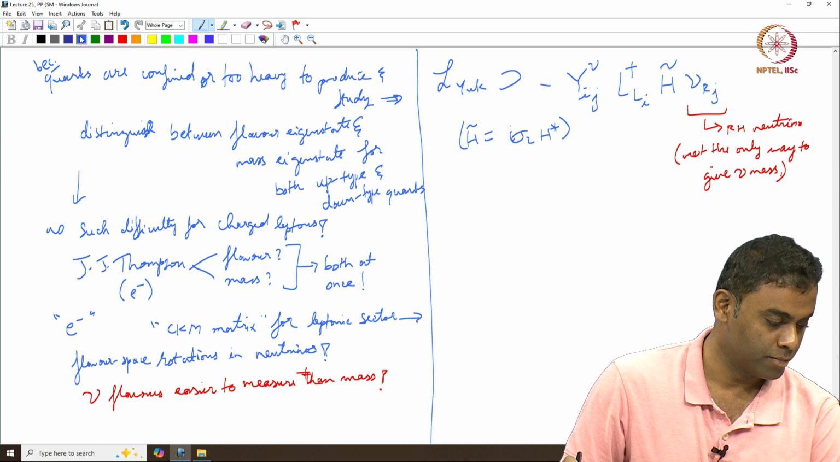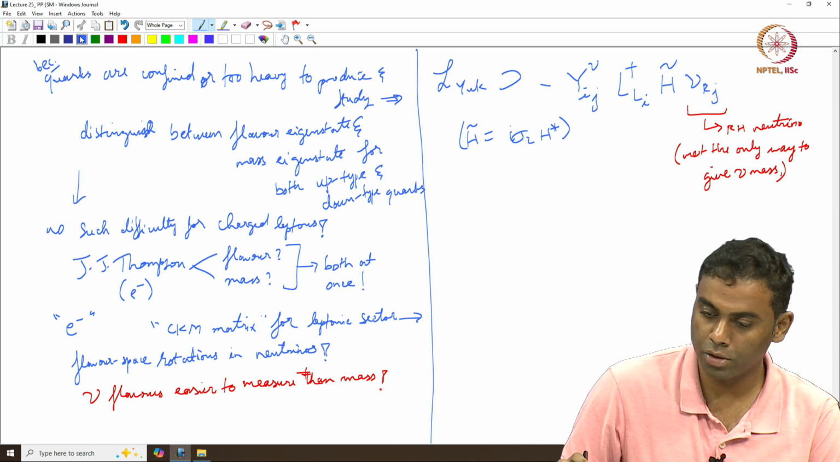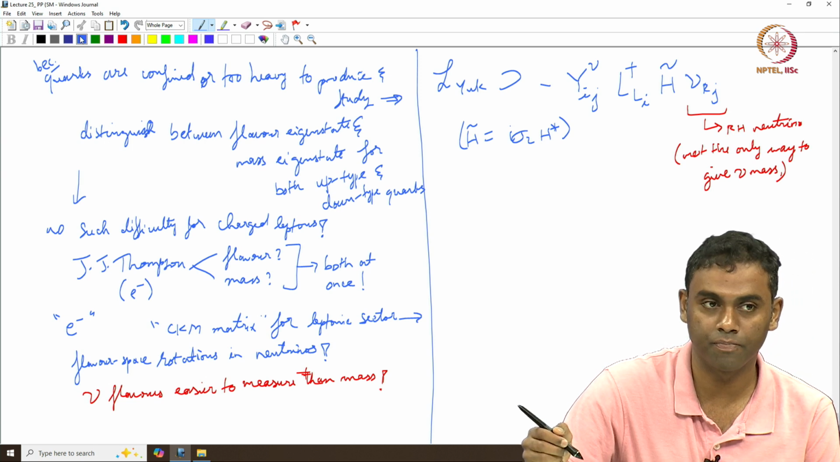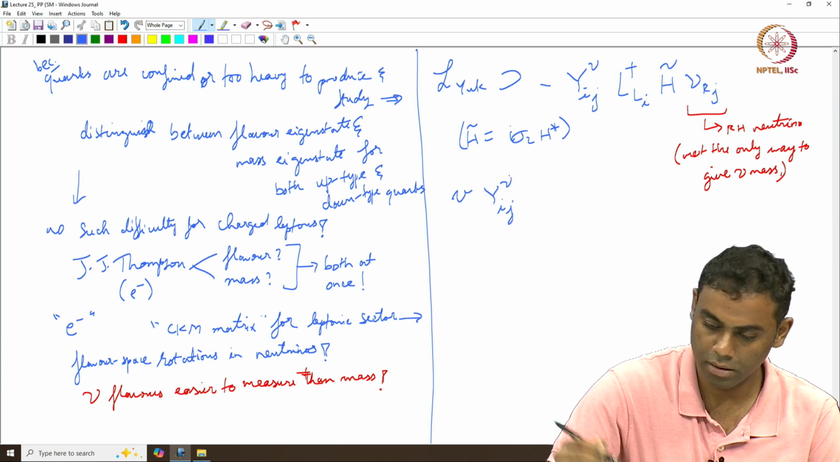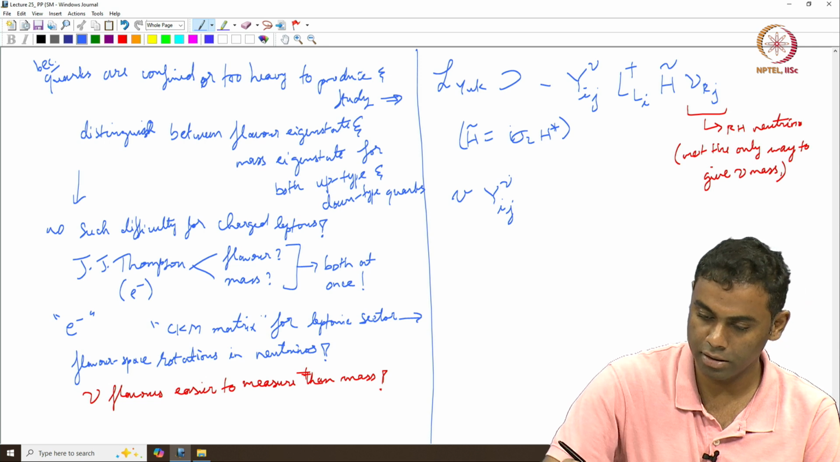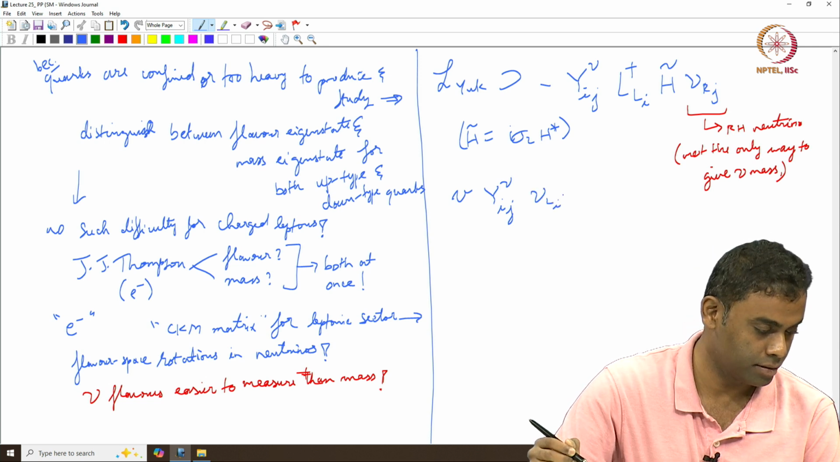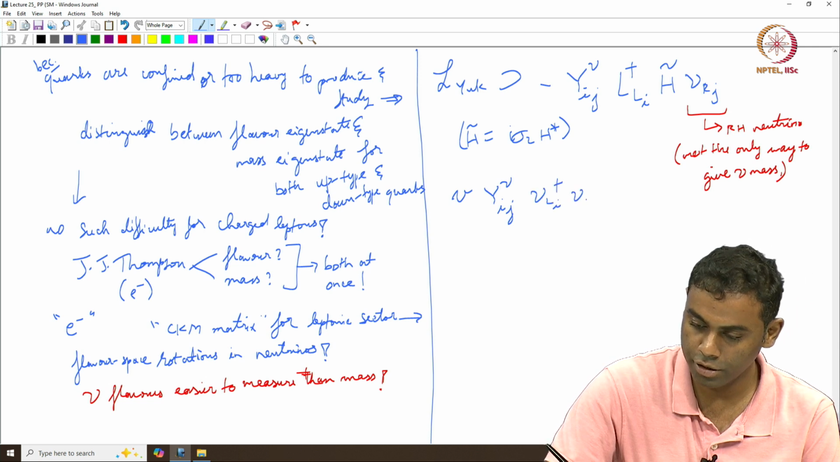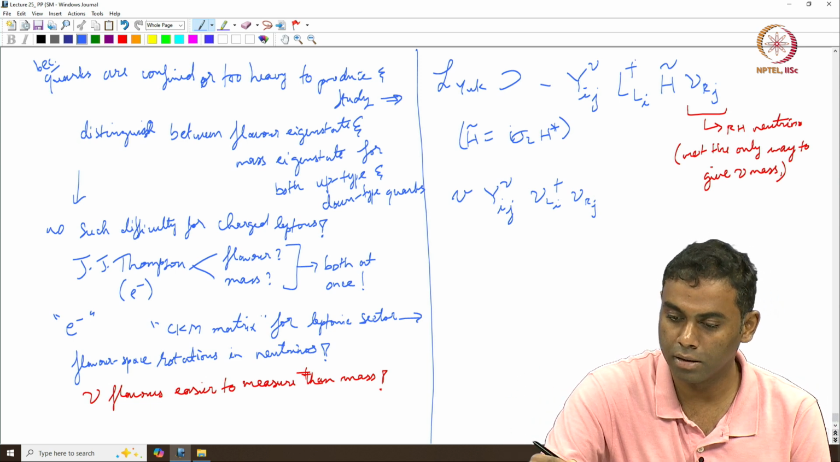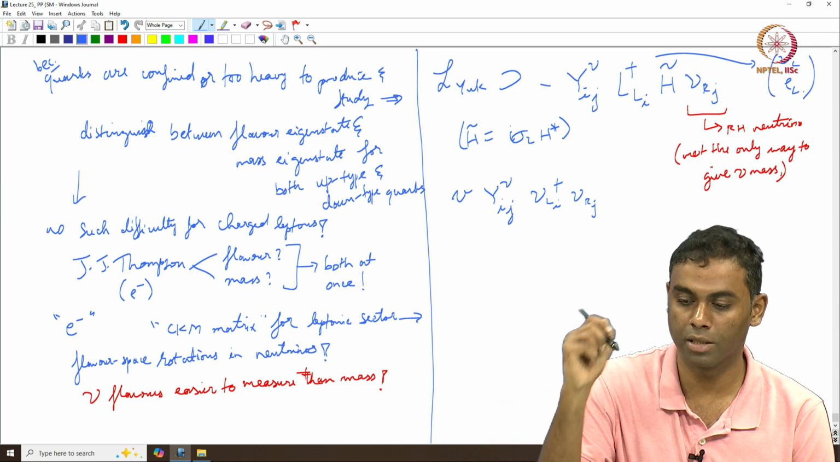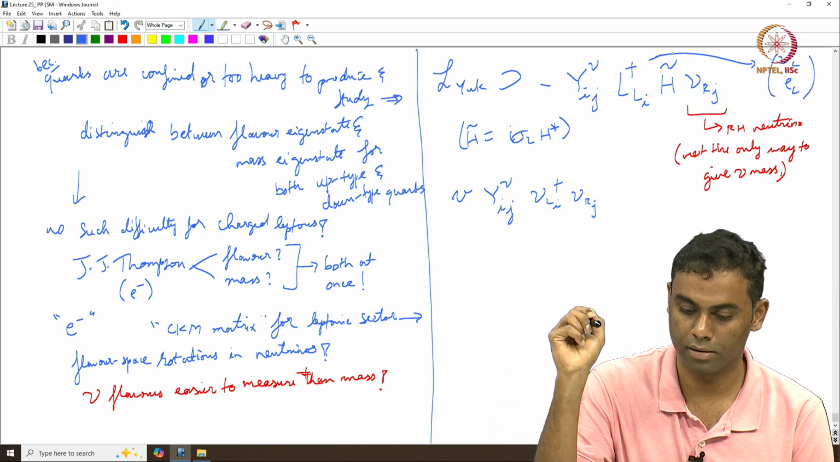So how would the mass go now after ultra-weak symmetry breaking? I would have v times this, correct, and then nu Li dagger nu Rj. So expand the L_L, right. The L_L contains basically this, what, neutrino and electron, right. So that is the expansion I am putting in here.